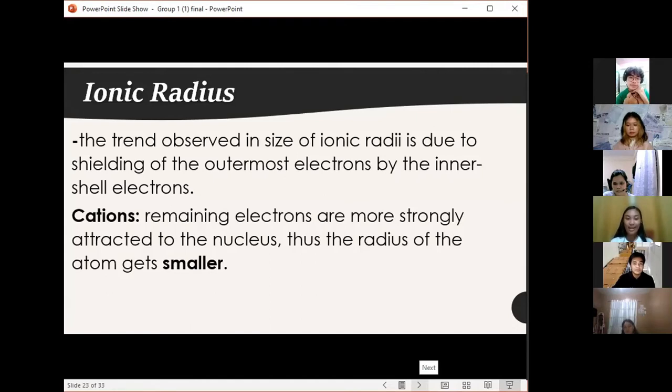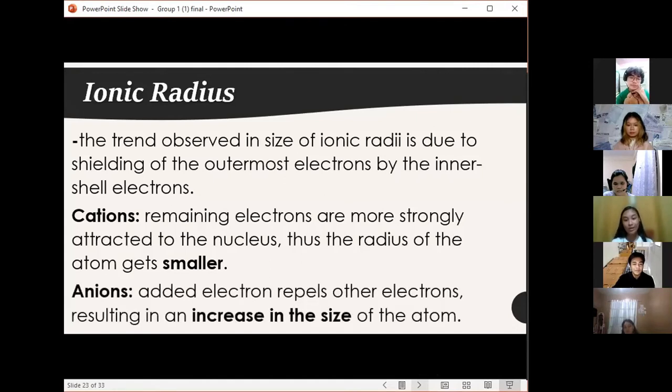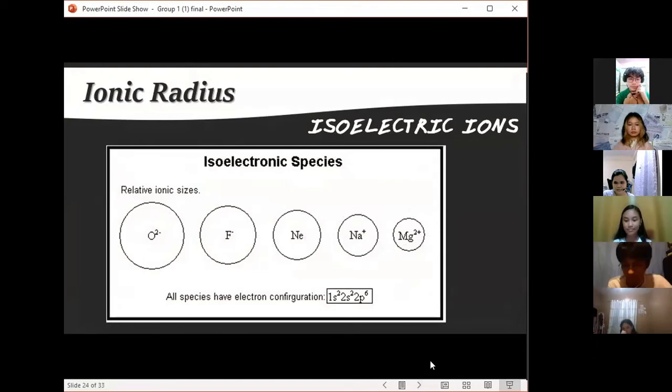Then, when an electron is added to an atom, it forms an ion with a negative charge. The added electron contributes to the repulsion of the outer shell, resulting in an increase in size. To sum it up, anions are larger than cations because of the repulsion. For isoelectronic ions, the size of the ion is based on the size of the electron cloud, not on the number of protons in the nucleus.